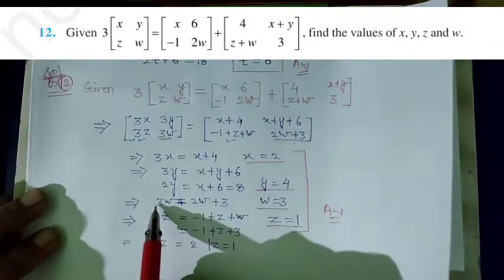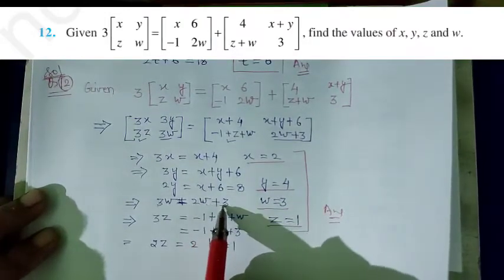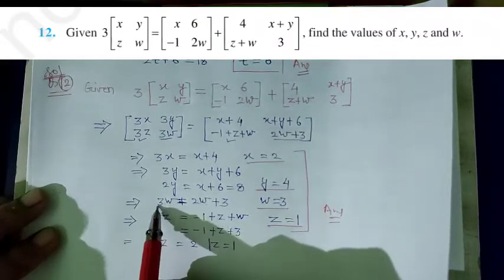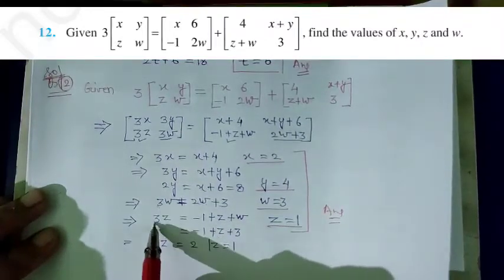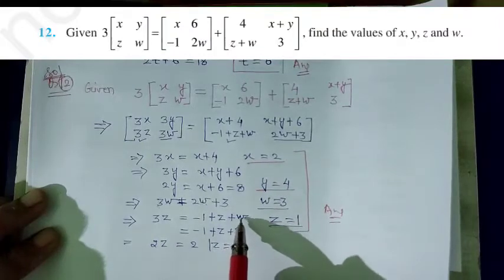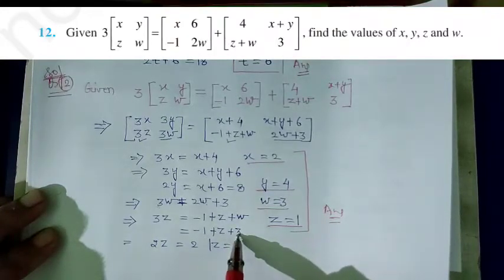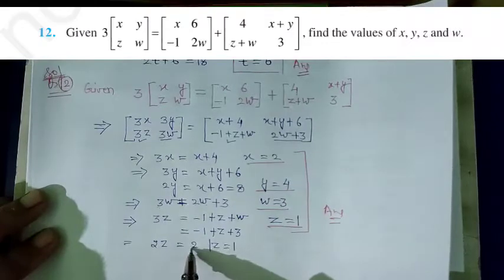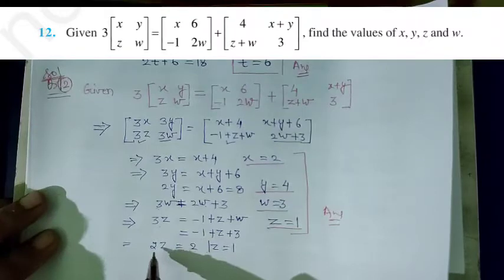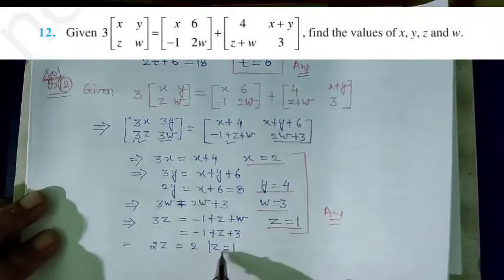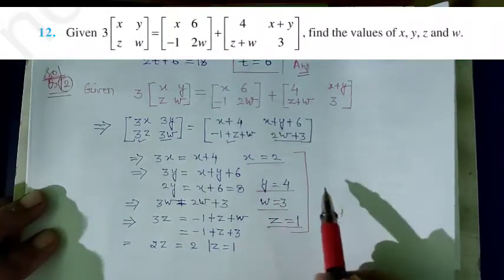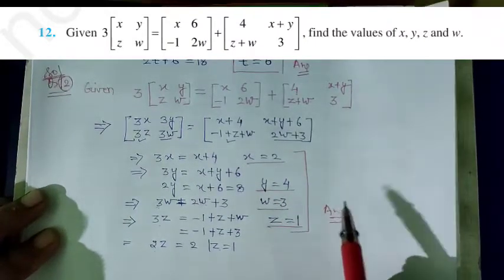The other one, 3w equal to 2w plus 3. Then 2w you will shift this side, then w will be equal to 3. And 3z equal to minus 1 plus z plus w. Then we have got the value of w, we'll put here 3, so it will be 2 only, and this z will shift to the other side, so 3z minus z will be 2z, so z is 1. We have got all the values in that way, x, y, z and w, whatever was required.